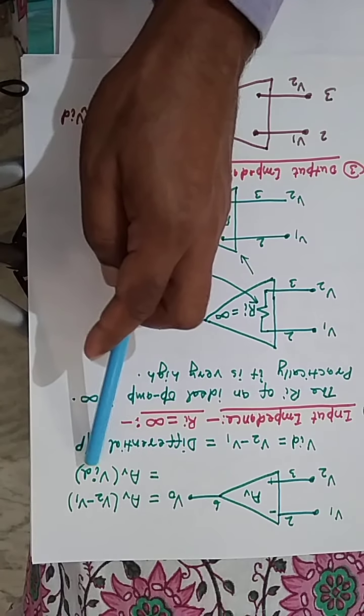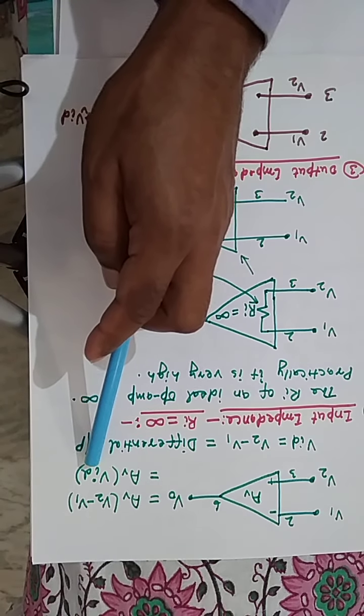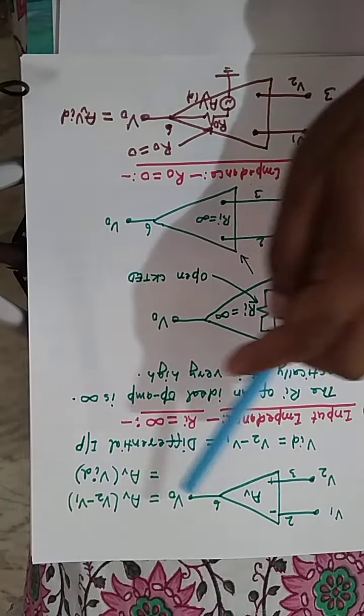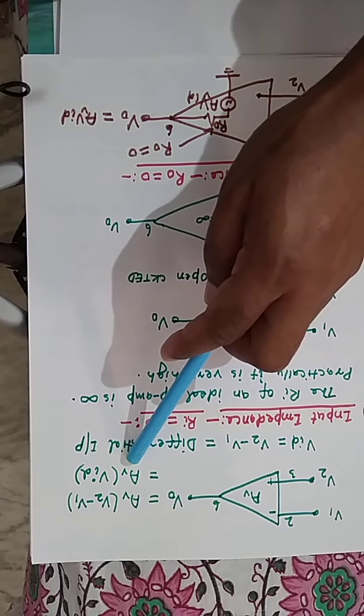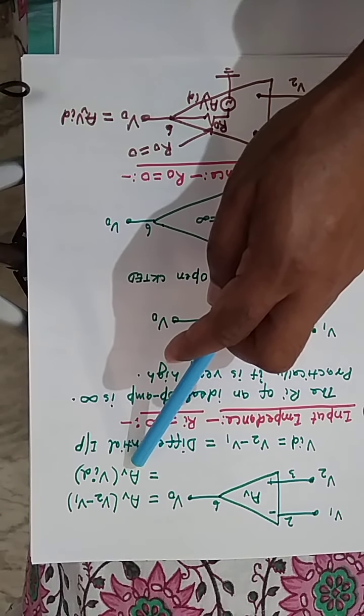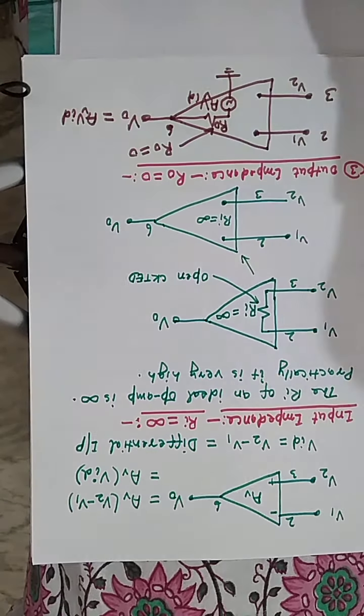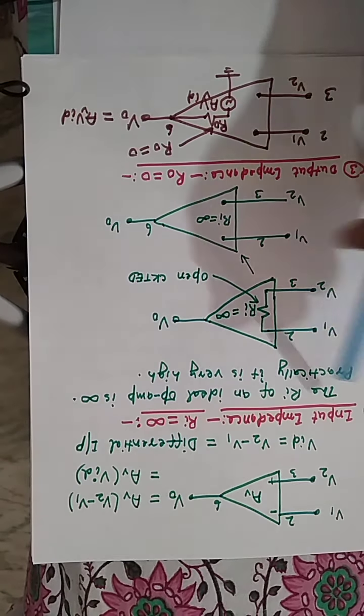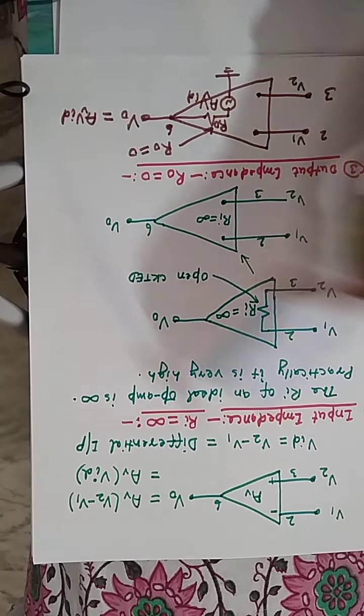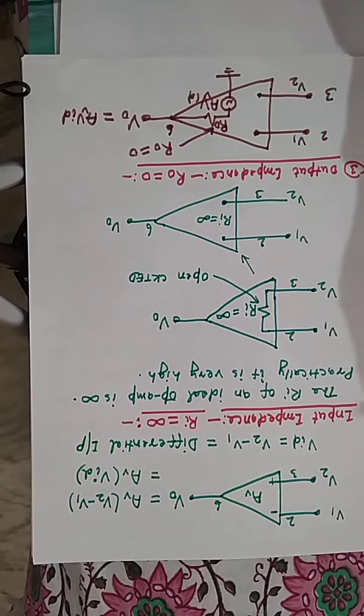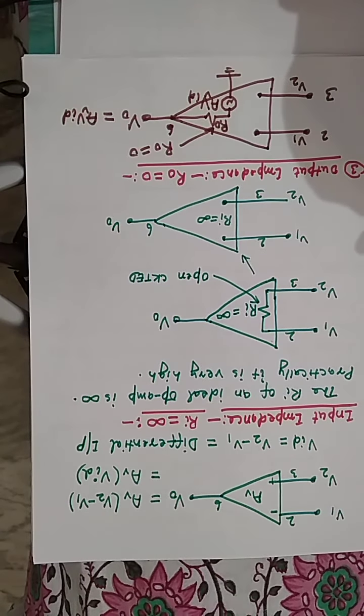That is AV into differential input, guys. So you need to remember that the value of AV is practically around 2 lakh, but ideally the value of AV is infinity. Now I am going to discuss the input impedance, that is, input resistance is infinity. What is the significance of input impedance being infinity?